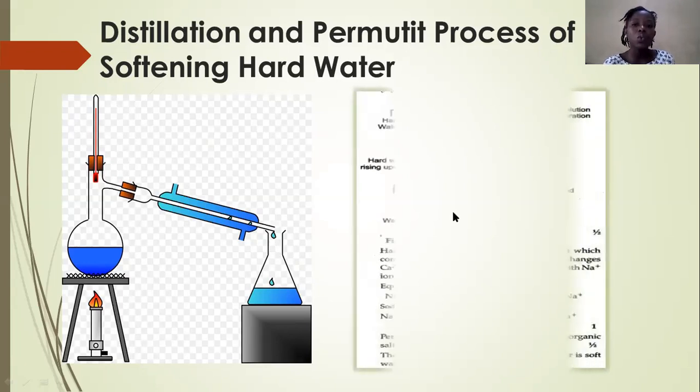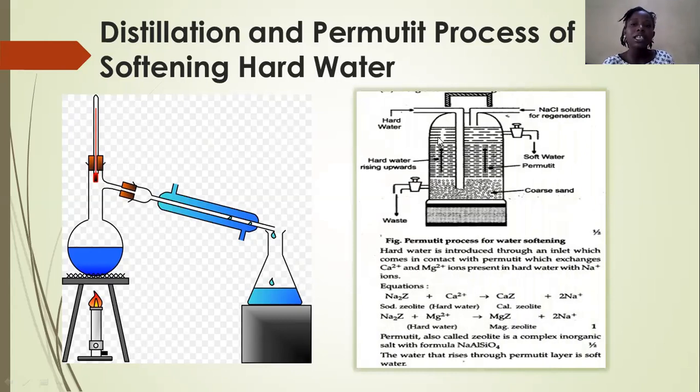Now, next is the Permutit process. The Permutit process involves using sodium zeolite. Sodium zeolite is a complex substance made of sodium, aluminum, silicon, and oxygen. The name is sodium tetraoxosilicate(IV) aluminate. That is sodium zeolite. Now, go to your notes, there are detailed explanations.